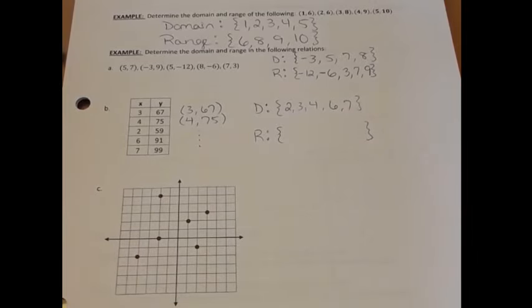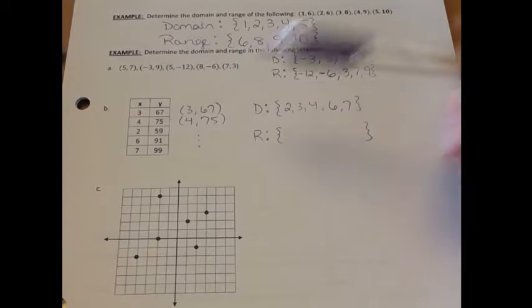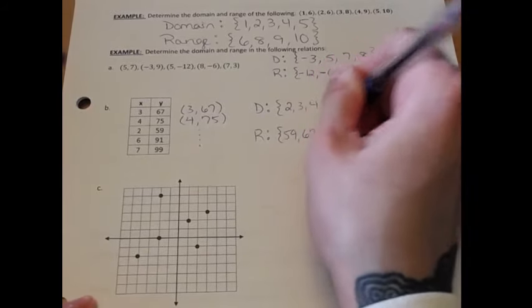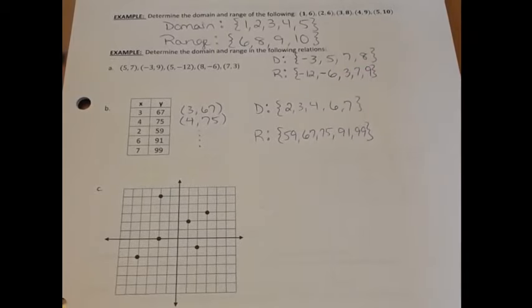We're going to do the same thing for our range. Again, look at all the y values that you have listed here, and let's write them inside the set of braces. So we start with 59, 67, 75, 91, and 99. We should have 5 values here. Perfect. Nothing's repeating. Beautiful. We have the domain and the range.